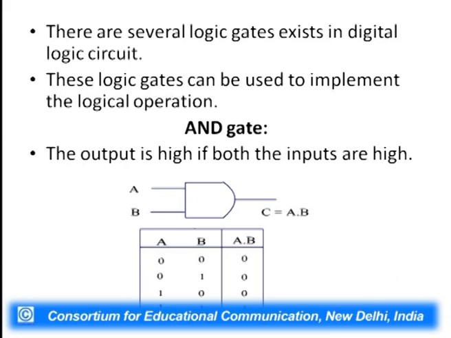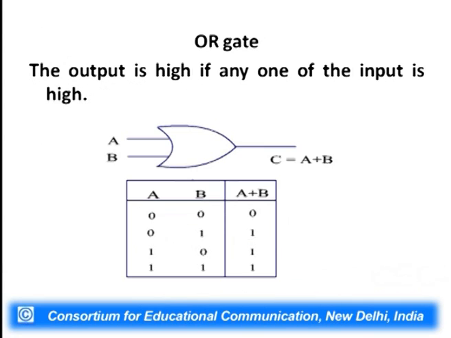As an example, for an AND gate, there is a symbol that specifies an AND gate. The AND gate gives an output high if both the inputs are high. So, as can be seen from the truth table, whenever both inputs are high, that is A and B are 1, 1, then only the output will be 1. For all other combinations, the output remains 0.